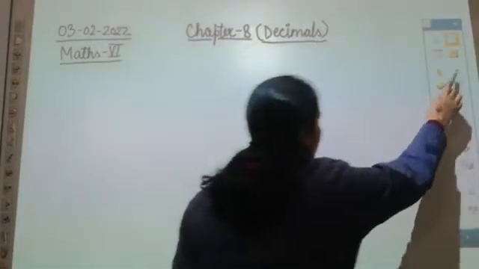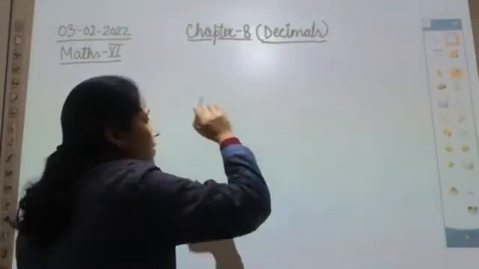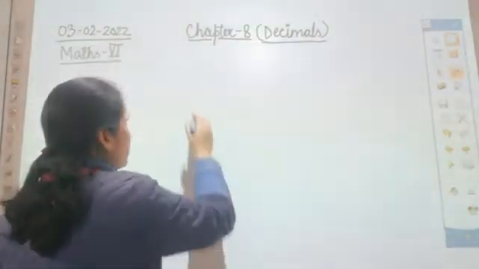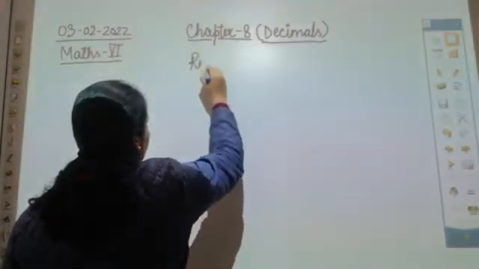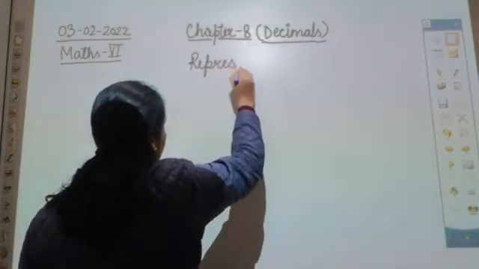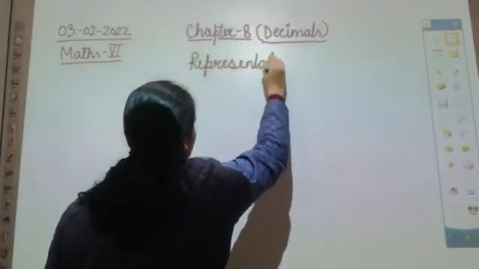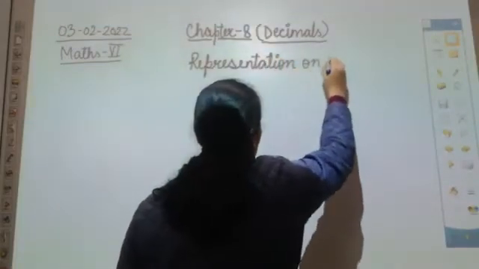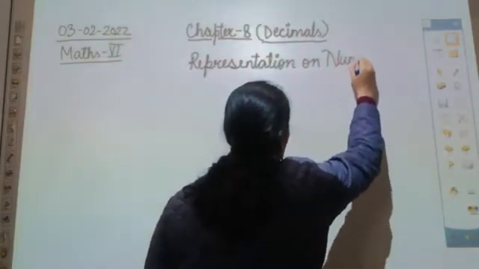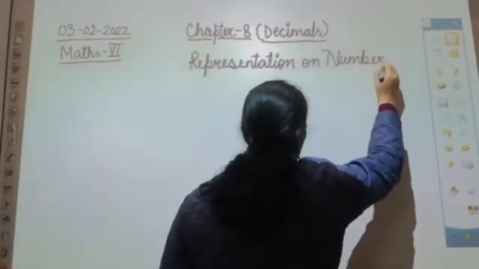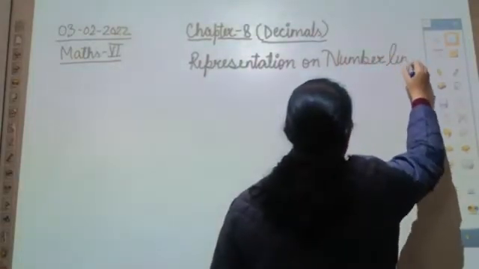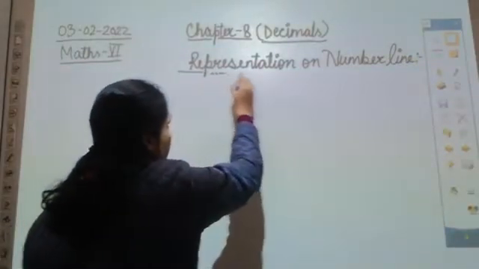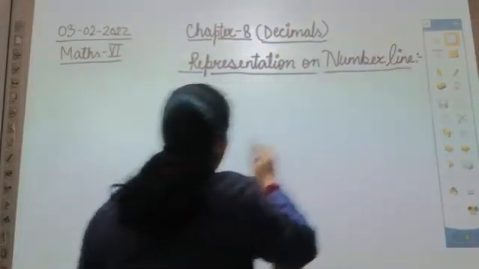Okay. Now, representation of a decimal number on number line. Representation on number line. So what happened? How are we going to represent it on number line?